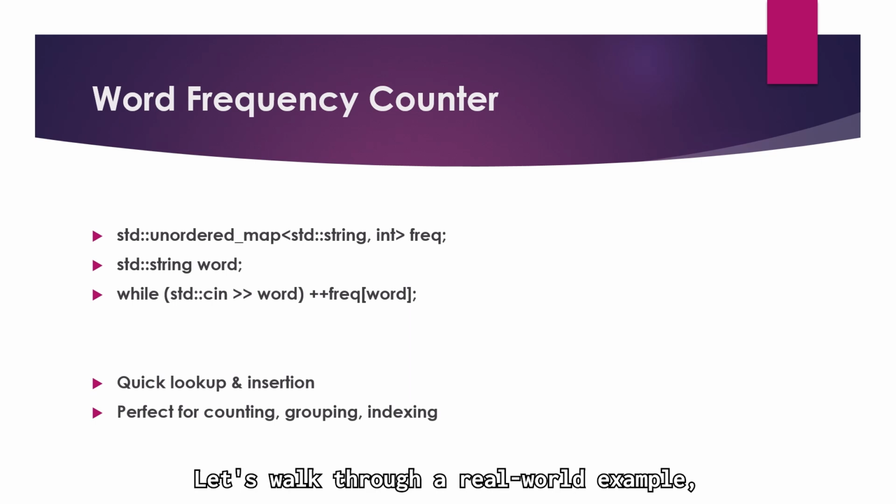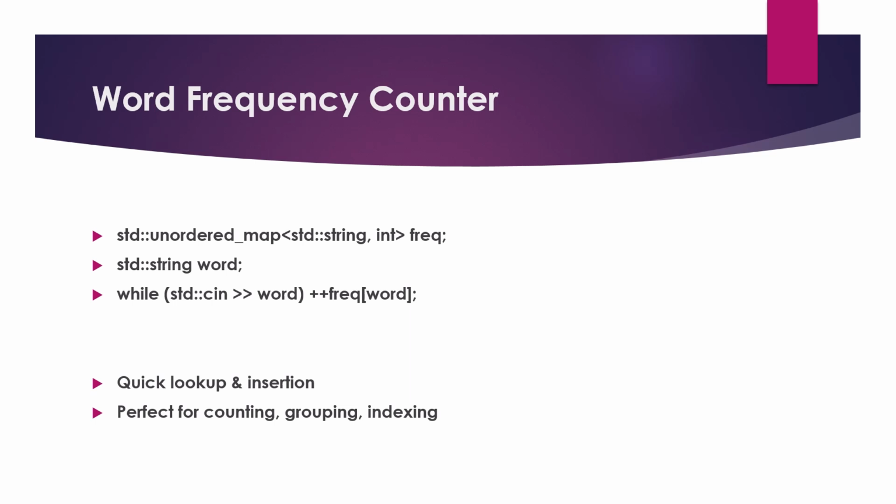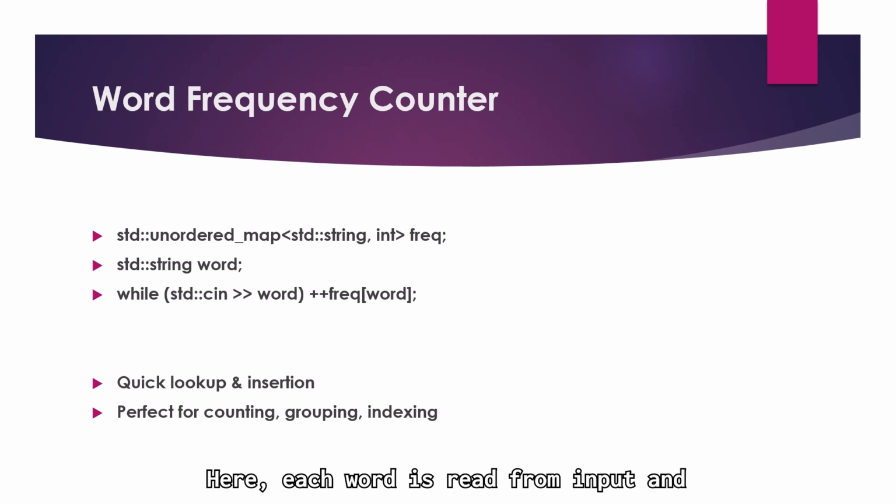Let's walk through a real-world example, counting word frequency. Here each word is read from input and its count is incremented. Why unordered map this time? Because it gives us constant time insertions and lookups, making it perfect for counting, indexing, and grouping data efficiently.